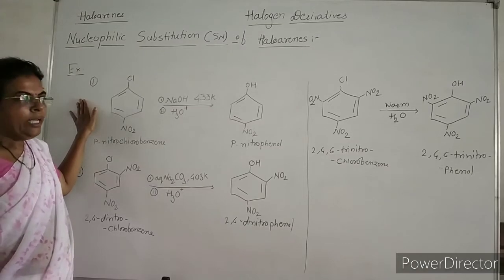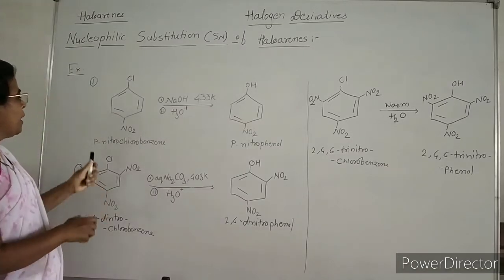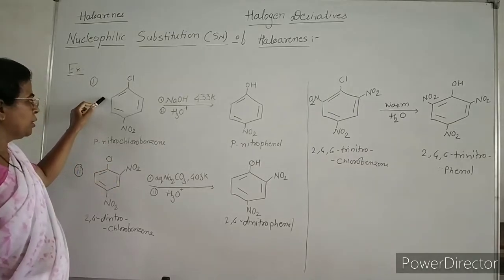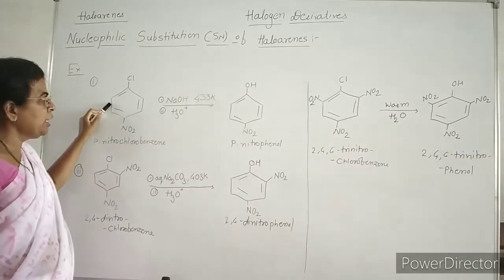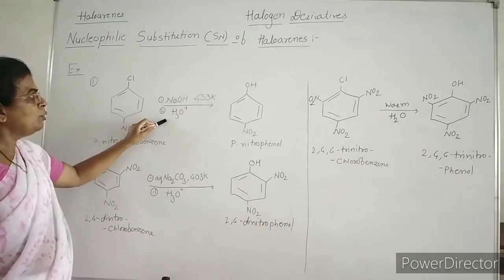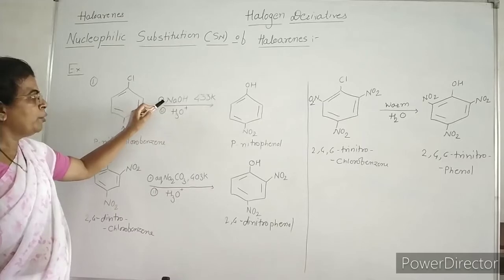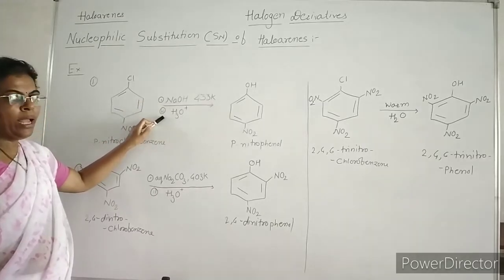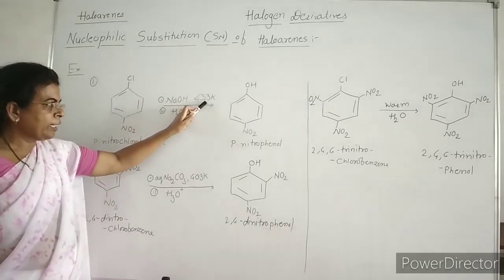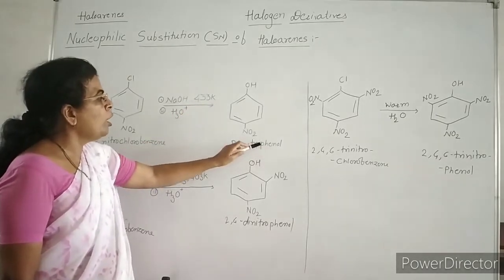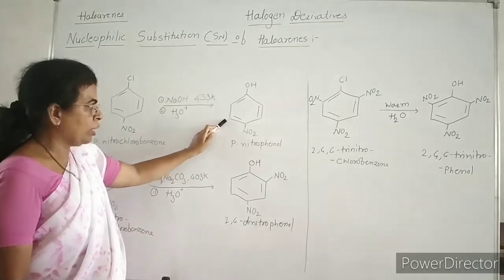Now we are going to see an example. This is para-nitrochlorobenzene, or 4-nitrochlorobenzene. When it undergoes a nucleophilic substitution reaction, for this, the reagent used is NaOH, followed by hydrolysis at 433 Kelvin temperature, we will get para-nitrophenol, or 4-nitrophenol.